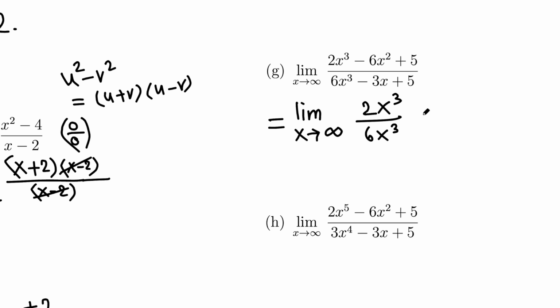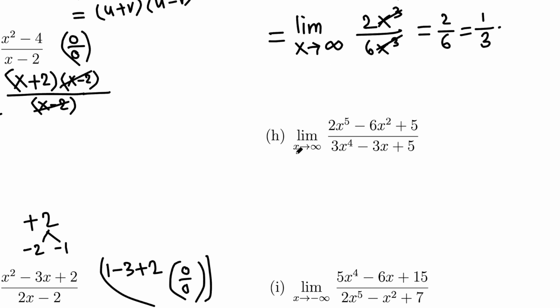Okay, that then now we can cancel x cube. That leaves 2 over 6. I don't have to even plug in because there is no more x's. 2 over 6, which is 2 goes once, 2 goes 3 times, so 1/3.